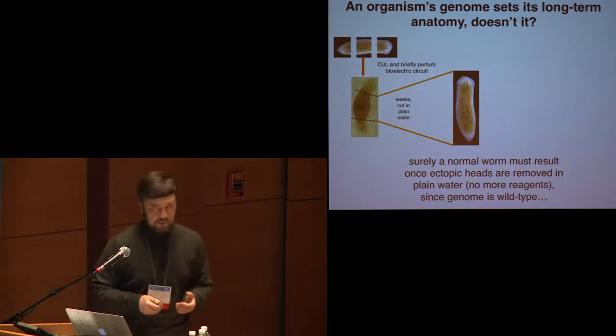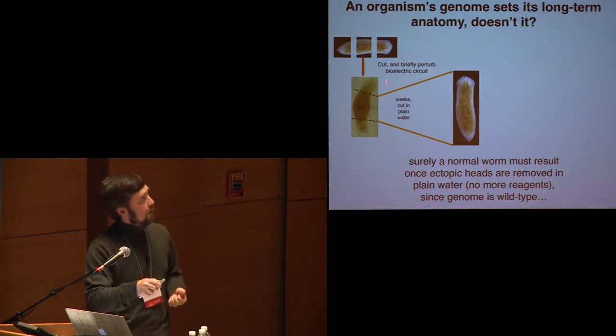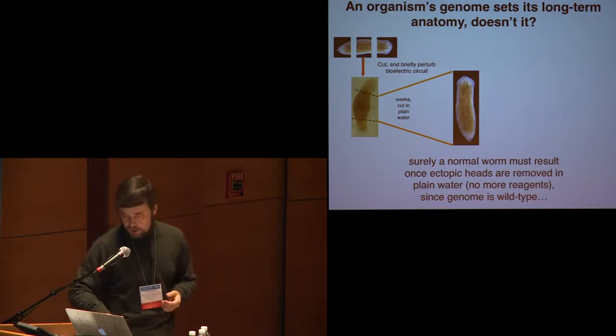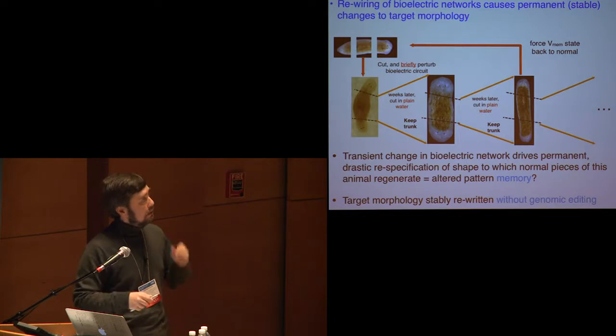And so the current paradigm would say, well, the genome is still the same, and you've gotten rid of this ectopic extra head tissue, whatever, if it was an organizer or something, that's gone. You're keeping just this nice normal gut. What's going to happen? Surely you're going to have this. And the answer is no. What happens is, in perpetuity, every time you cut it, this fragment will continue to regenerate as double-headed.